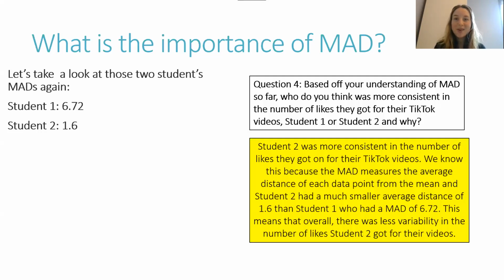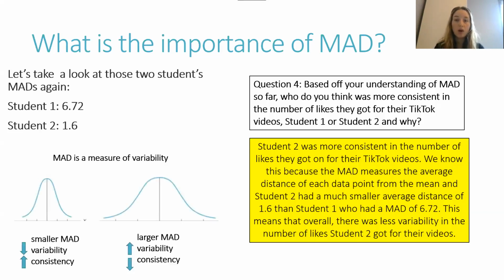Okay, let's go over the correct answer to this question. Student 2 was more consistent in the number of likes they got for their TikTok videos. We know this because the MAD measures the average distance of each data point from the mean, and student 2 had a much smaller MAD of 1 and 6/10ths than student 1, who had a MAD of 6 and 72/100ths. This means that overall, there was a lot less variability in the number of likes student 2 got for their videos. So student 2 was way more consistent with how many likes they got each day.